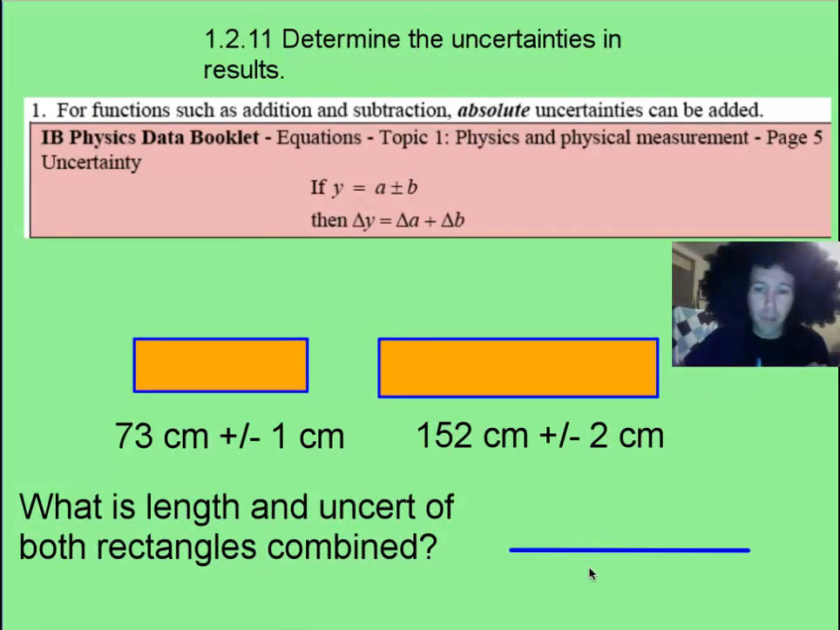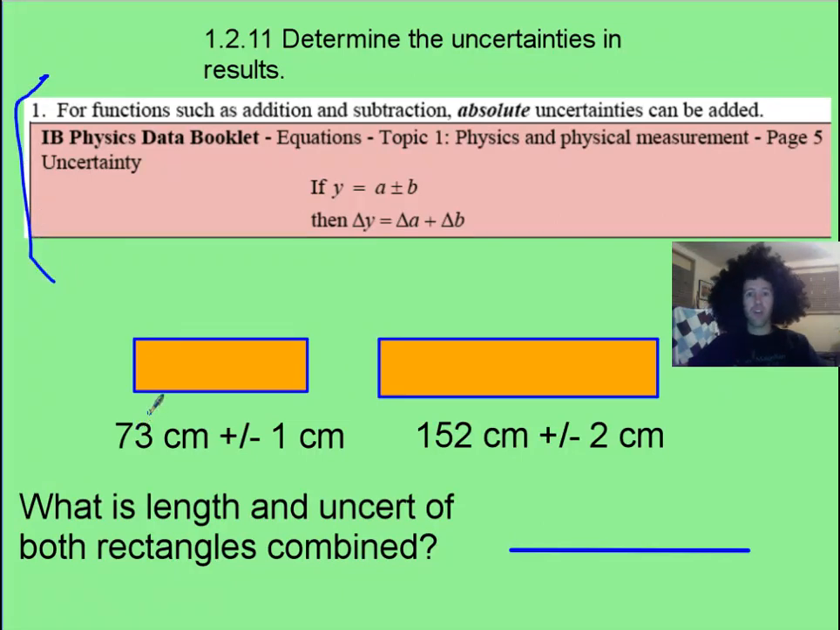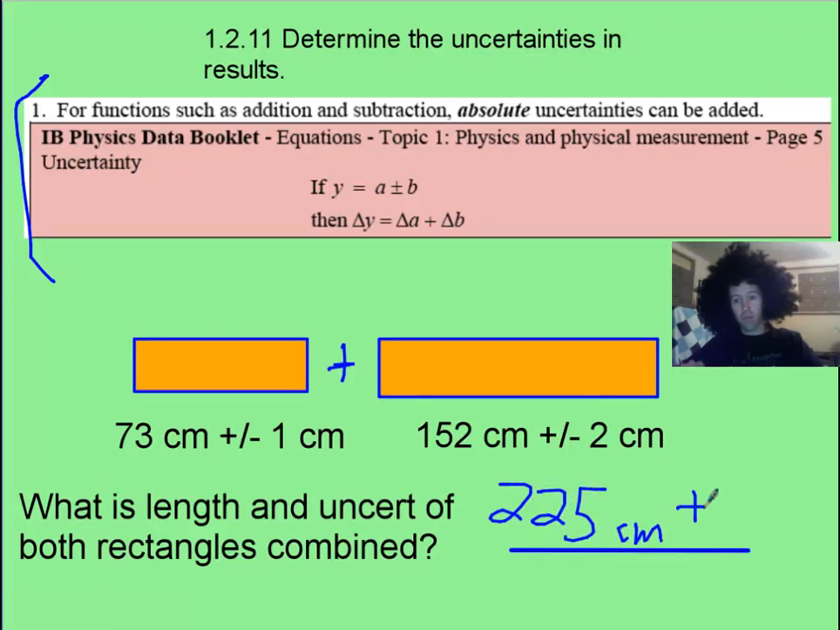If you have 2 lab measurements with absolute uncertainties and you have to add or subtract those values, the rule is very easy. Here's the rule right here. Basically it says you add the absolute uncertainties together, even if you were doing a subtraction problem. So for example, pause it and see what length you would get with combined uncertainty if you add these 2 rectangles together. Hopefully, you got 225 centimeters plus or minus 1 plus 2, or 3 centimeters. It's just that easy.